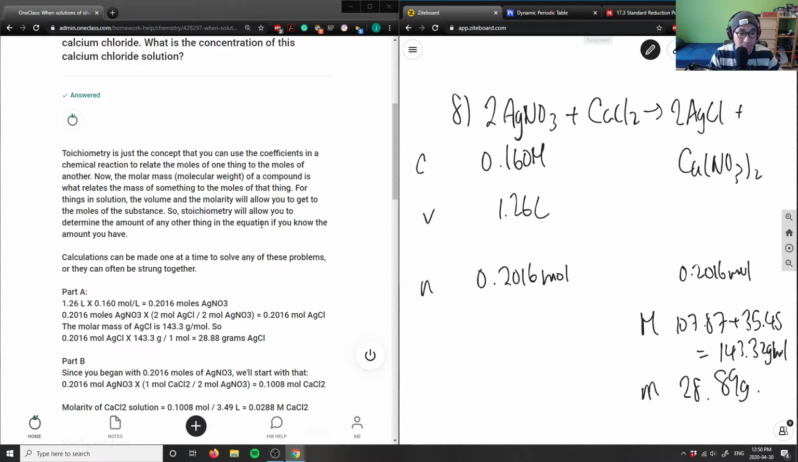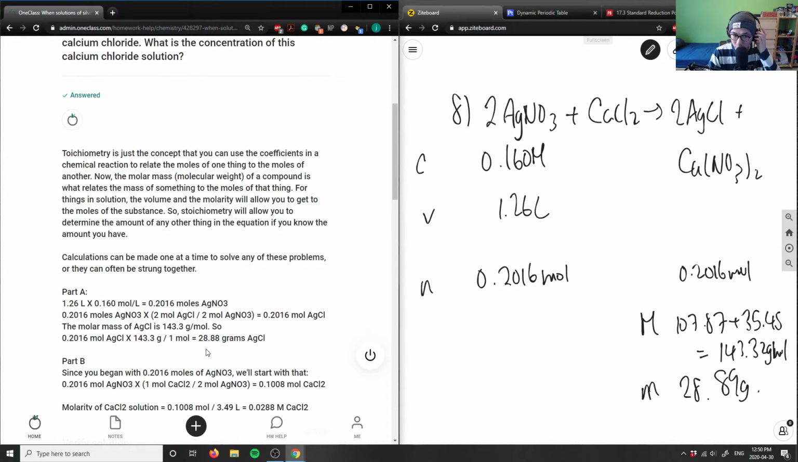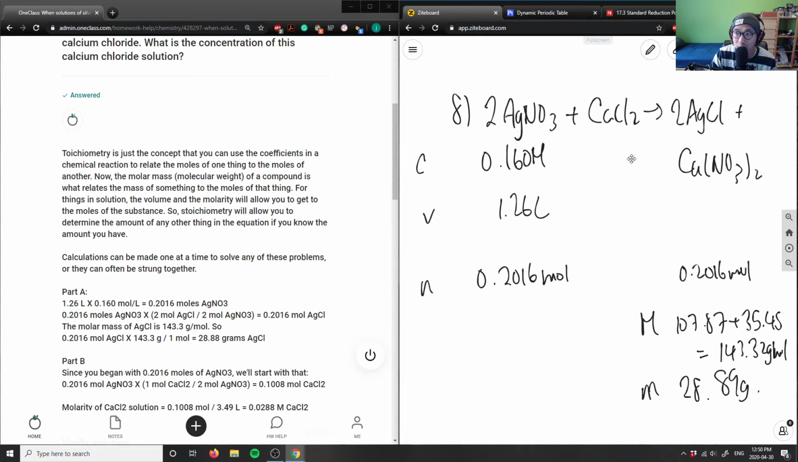So that's number A. So A here is correct, right? They wrote 28.88. I wrote 89. Same thing. This here is my solution for A, which is awesome.